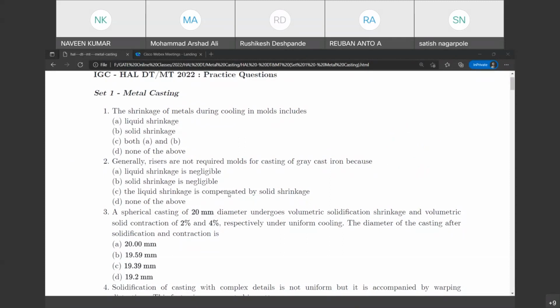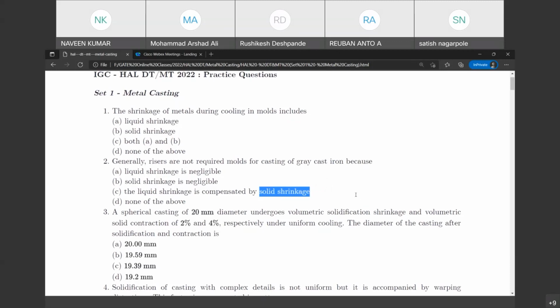Anyways, so the answer is C. Why? The answer is not A. The answer is C. I'll tell you. I missed out this point. So in gray cast iron, you know that it will increase its size because of changing from BCC to HCP. That only you know. But you never know about liquid shrinkage.